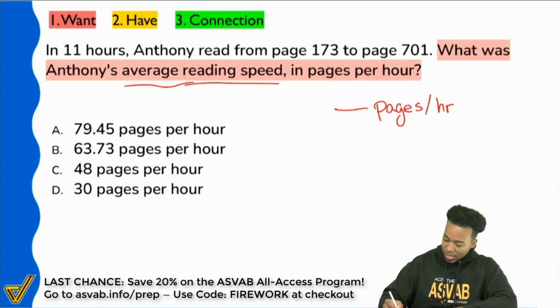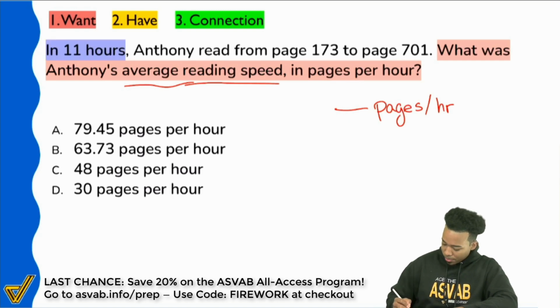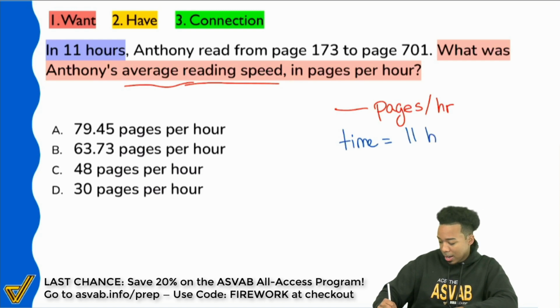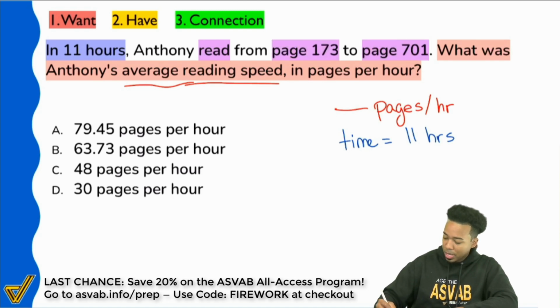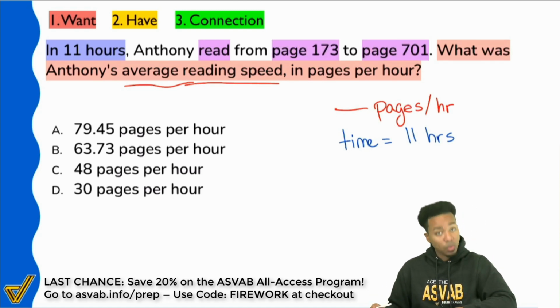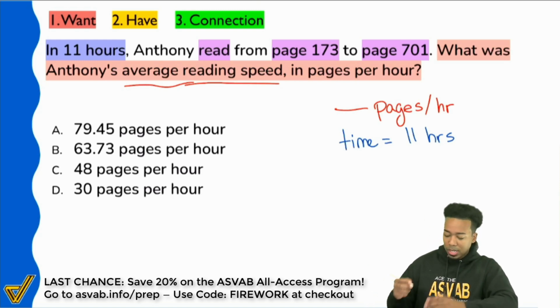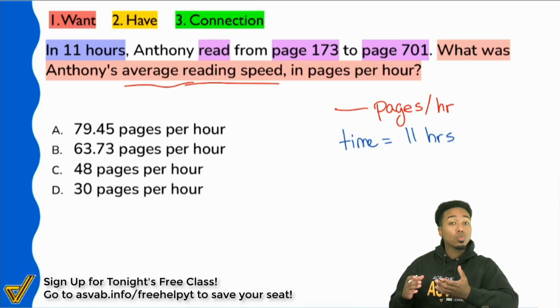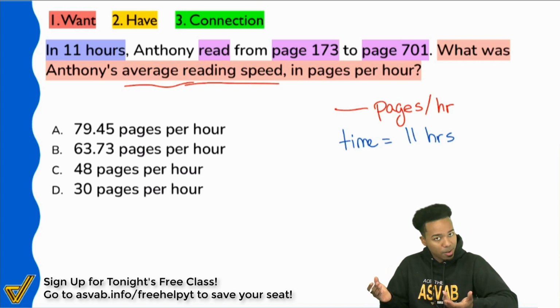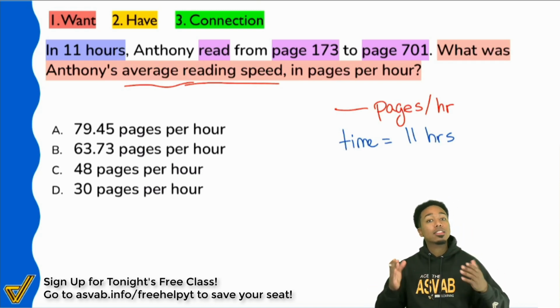What else do we have here? Well, it says in 11 hours. I'm going to highlight that. In 11 hours, that's definitely a time frame. I'll say time equals 11 hours. And then on top of that, I see that Anthony read from page 173 to page 701. How does that help us? Well, it's going to give us the start and end, which we can find the distance from. We can see how far Anthony went.